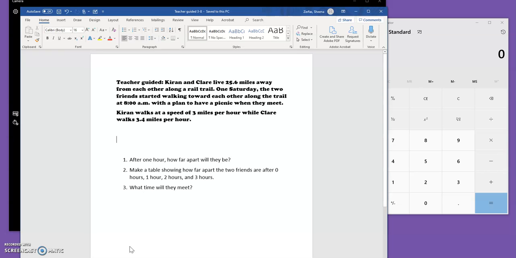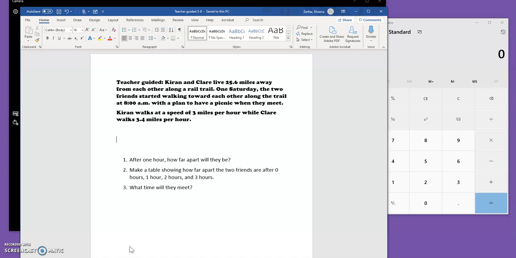Kieran and Claire live 25 and 6/10 miles away from each other along a rail trail. One Saturday, the two friends started walking towards each other along the trail at 8 a.m., with a plan to have a picnic when they meet. Kieran walks at a speed of 3 miles per hour, while Claire walks 3.4 miles per hour.